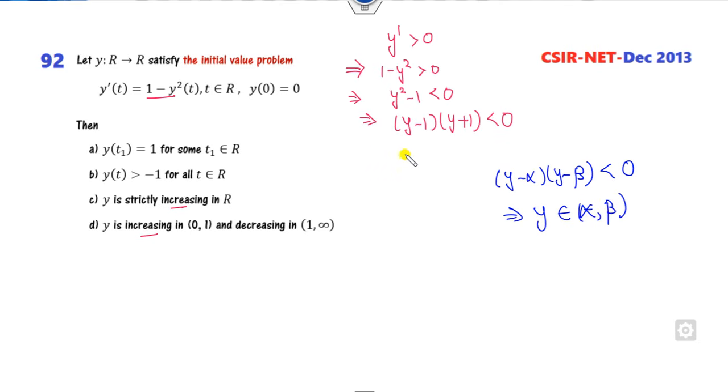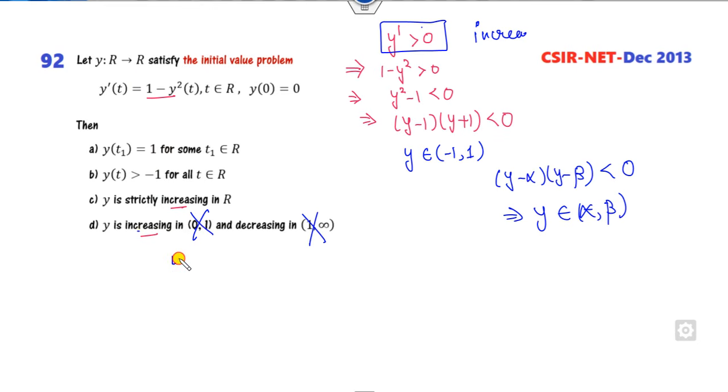So what is the meaning of that? It means y belongs to the interval minus 1 to plus 1. We start from the increasing, so it means y is increasing in the interval minus 1 to plus 1. Y is increasing in 0, 1, wrong. Y is increasing here is wrong. Now we can check about here.